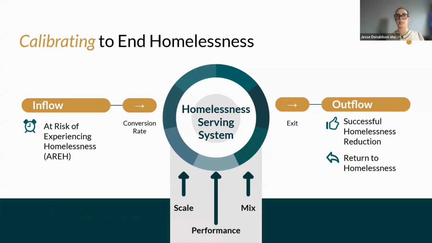Anyone on this call who is in housing and homelessness, this will be very, very familiar, but the whole tool is based on the concept of inflow and outflow. So inflow is the people at risk of experiencing homelessness who are coming into your system to access services, whether it be your homelessness system or your housing system. Your homeless serving system is a mix of people, resources, finance, policy decisions, infrastructure, and in that service system, you decide your scale, your performance, your mix of programs.